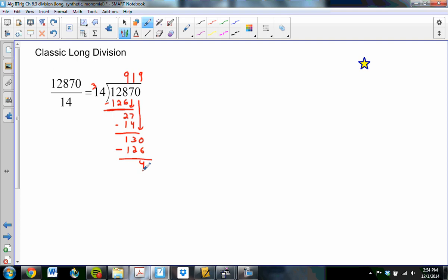Now at this point, I could add a decimal and I could drop down a 0 if I wanted to go and get a decimal expansion. But what I actually am going to do here, let's talk about remainders. You haven't seen remainders in a long time, probably. But for this remainder, I can actually do 4 over 14. Remainder 4/14. So my answer is really 919 with a remainder of 2/7, because 4/14 can reduce to 2/7.